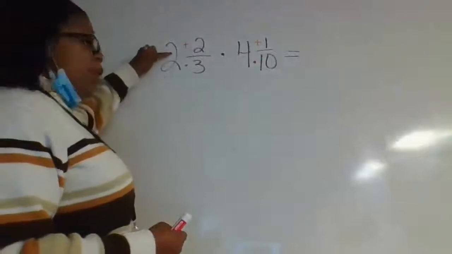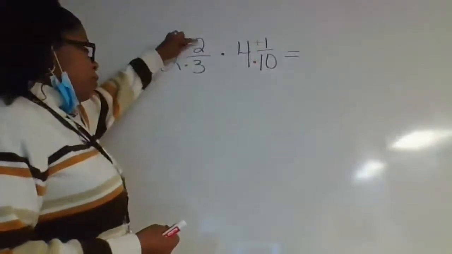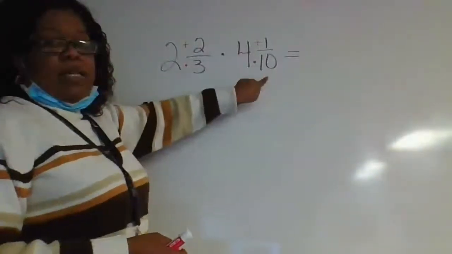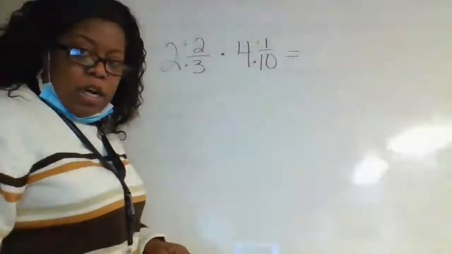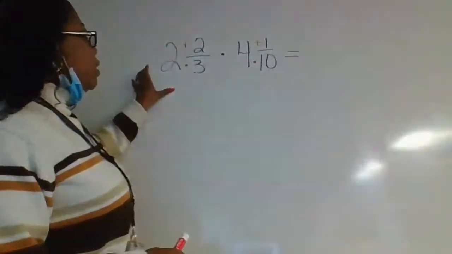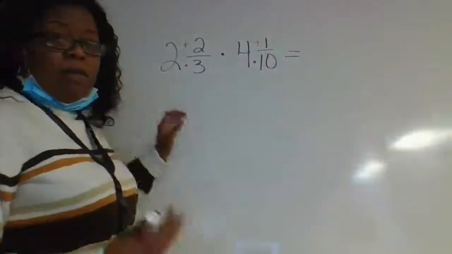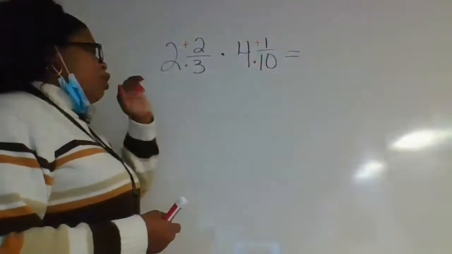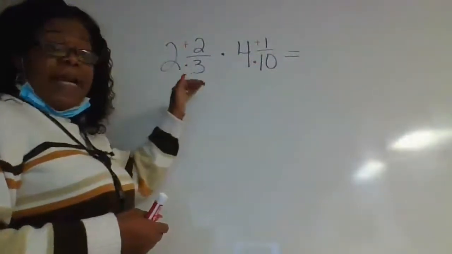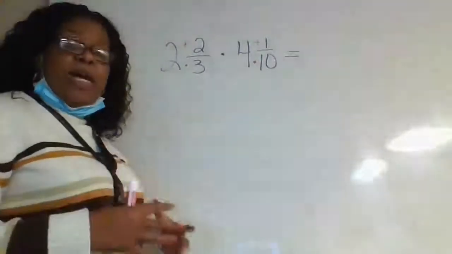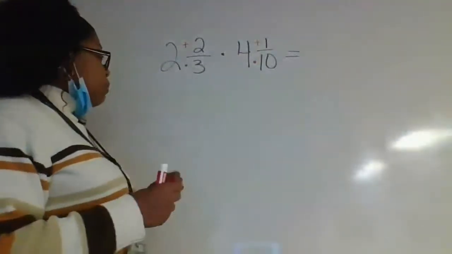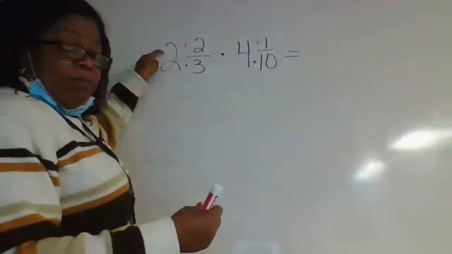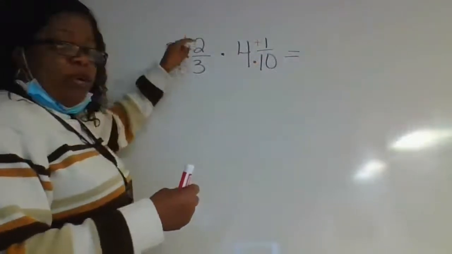Here we have the whole number, and then in the fraction, we have the numerator and the denominator. Same thing over here, we have the whole number, the numerator and the denominator. I have already put mathematical operations to show you what we're going to do. In order to change our mixed numbers, we're going to change them into improper fractions. The way that we do that is we multiply the denominator by the whole number, and then once we get that answer, add the numerator to it.